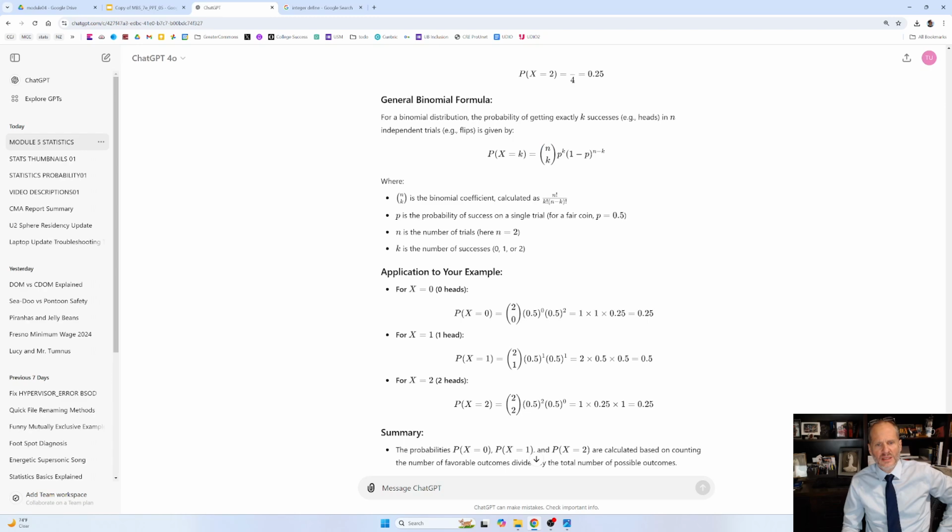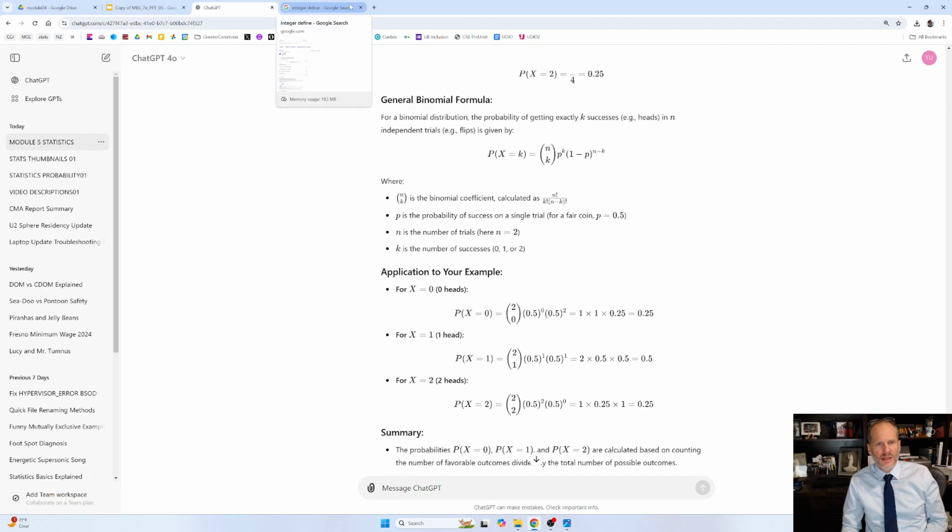P is the probability of success on a single trial. For a fair coin, P is equal to 0.5. K again is the number of successes that we're going for. Where did I get the number 2? Oh, the number of trials is 2. How many successes do we want? If we're going for 2, we put 2 there and 2 here, and it'd be 0.5 to the 2. Then we have 1 minus p, so 1 minus 0.5, to the power of n minus k, or 2 minus 2, which is 0, and anything to the power of 0 is 1.